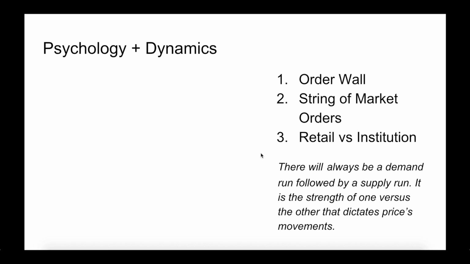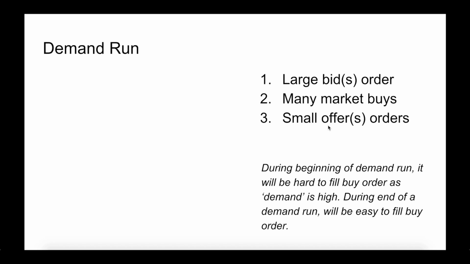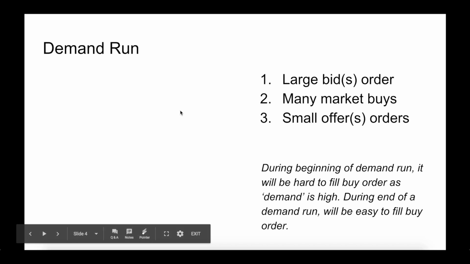So why do these supply and demand runs form? Well, it's actually the strength of a supply run or the strength of the demand run versus the other that dictates all of price's movements, and that's why they form. So you might have in an uptrend a series of very strong demand runs as there aren't many offers here. As there aren't many offers, there are many large bids and many market buys. So this would be an uptrend with the period of a demand run.